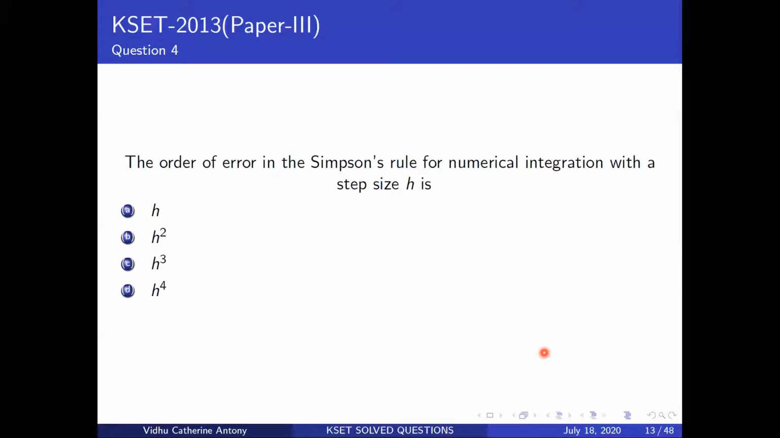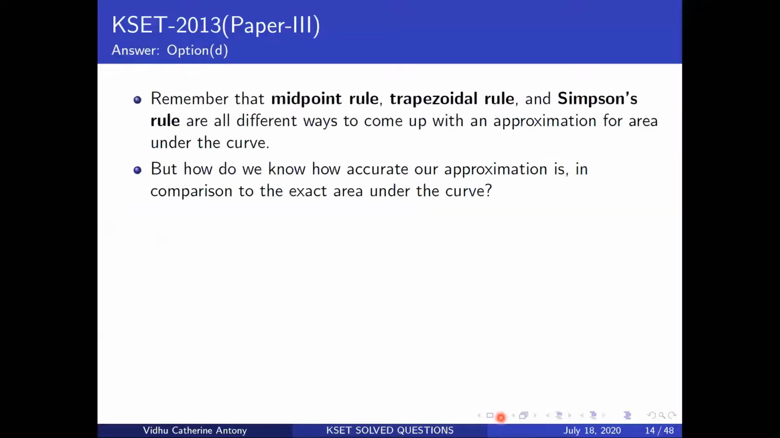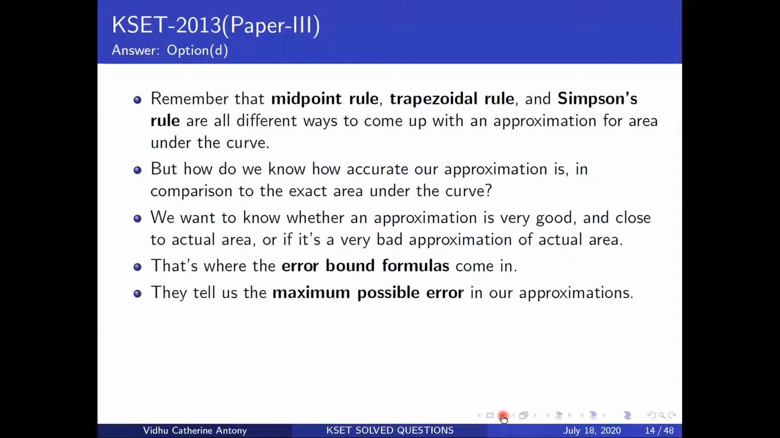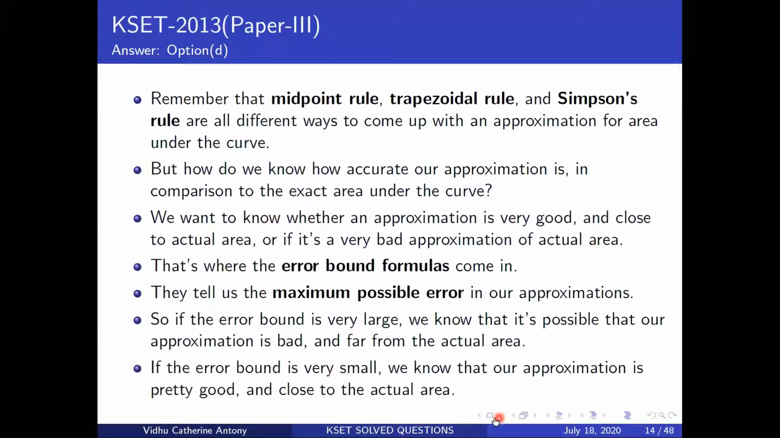Okay, so I will move onto the slide now. The midpoint rule and your trapezoidal rule and all those things are basically approximations for the area under the curve. Now, how do we know how approximate that value is? You want to look at something called the error bounds formula. You're looking at the maximum possible error in your approximations. If your error bound is very large, you know that it's a bad value that you've got. And if your error bound is very small, it's a pretty good value that you've got.